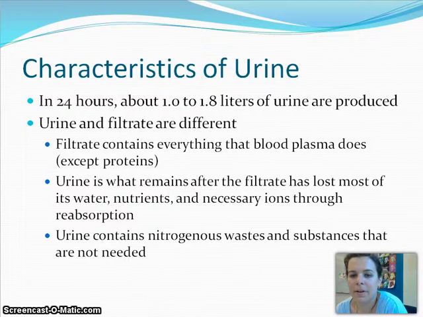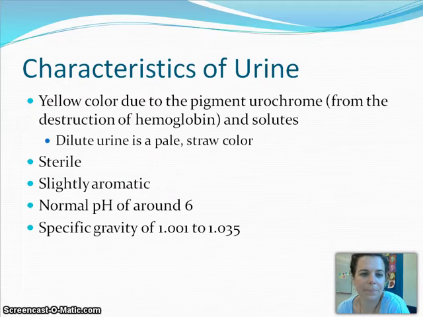So for urine, in about 24 hours, you produce 1 to 1.8 liters of urine. Urine and filtrate are different things, however. So filtrate contains everything that blood plasma would, but urine is what remains after the filtrate loses most of its water, nutrients, and ions through reabsorption. So that reabsorption process is important for creating the urine. And it contains a lot of nitrogenous wastes and any substances that your body does not need.